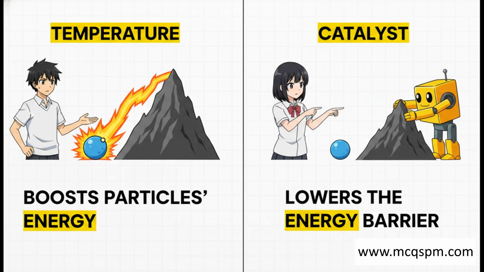And listen up, because this is a major pro tip for your exams. This is something students mix up all the time. A catalyst does not give the particles more energy. That's what temperature does. All a catalyst does is lower the height of the mountain they need to climb. And with a lower mountain, way more particles already have enough energy to just cruise on over, which again increases the frequency of effective collisions.